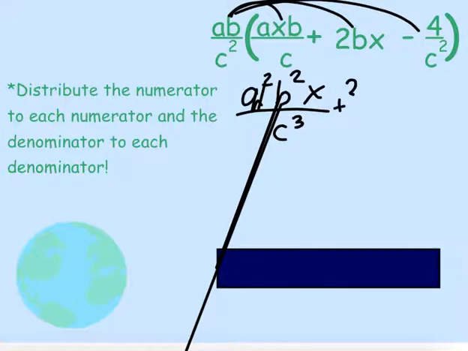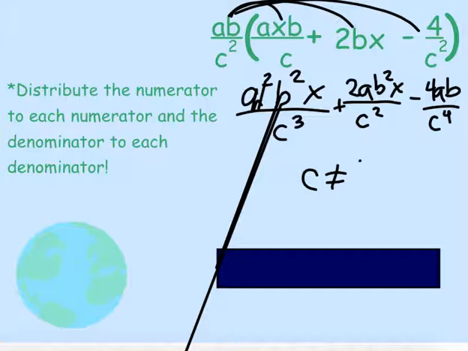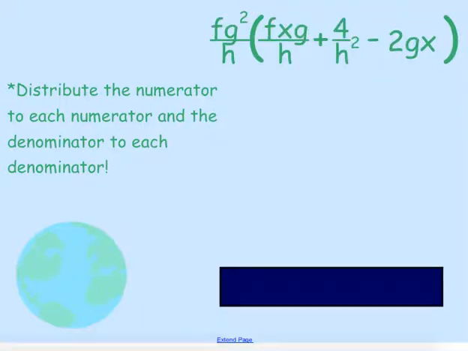Plus 2ab squared x over c squared. And then minus 4ab over c to the fourth. And when I look at this, I don't have anything to simplify. So I just have to say that c cannot equal 0. Okay? And because we don't have like denominators, I can't add these together. We'll just do a couple more practices of this.